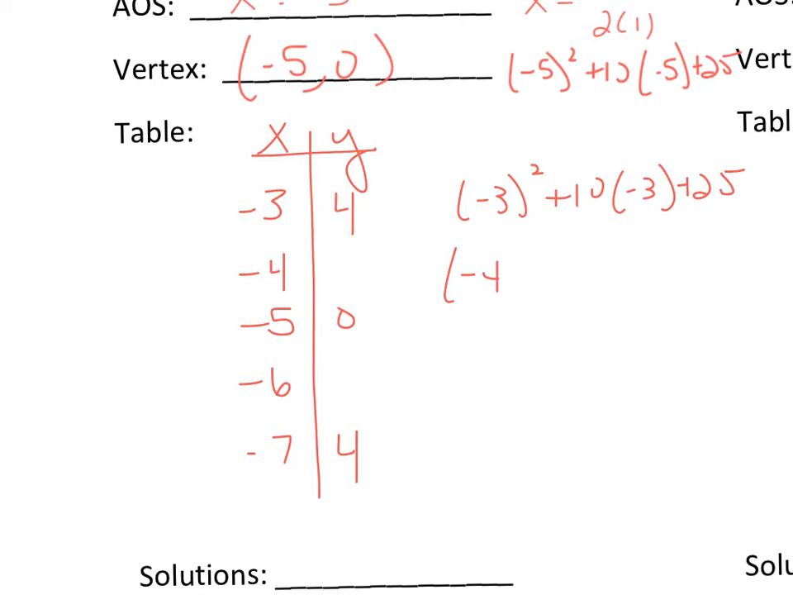Okay, so now I'm doing the same thing. -4 squared plus 10 times -4 plus 25. So I'm going to type that into my calculator, and I ended up with a 1. So I got 1 here and here.